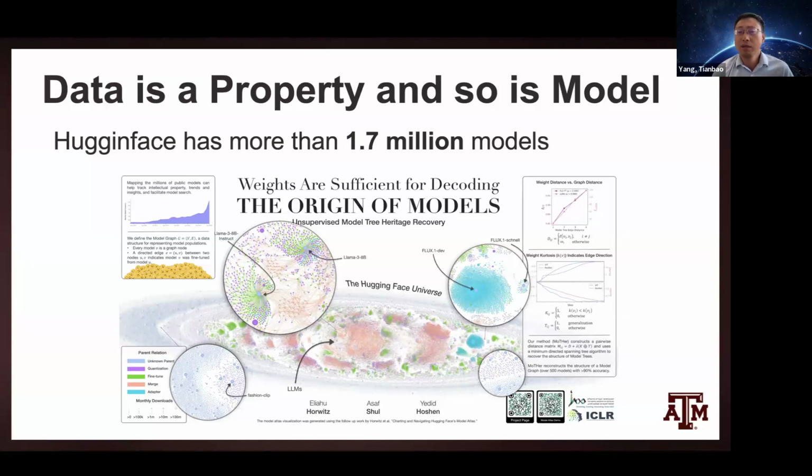Although definitely for OpenAI, when they train a very big, powerful model, they never release the model, but many people release the model and make it public, right? Then the question is, if we think the model is property, how do we leverage these existing models available on Hugging Face?